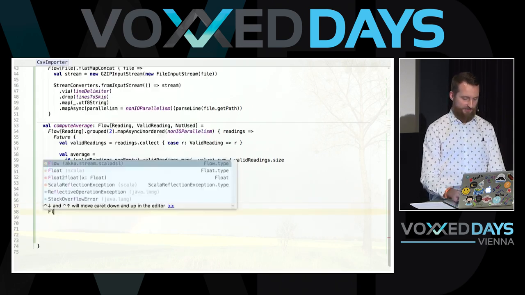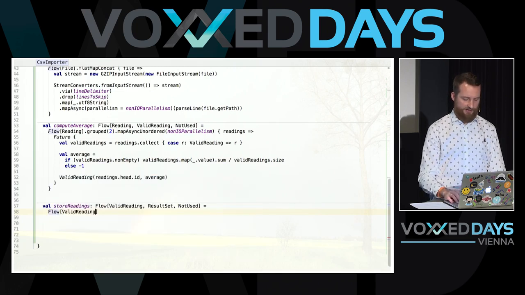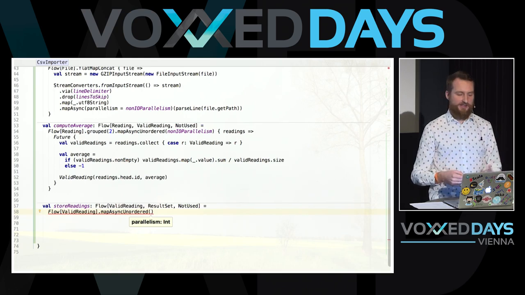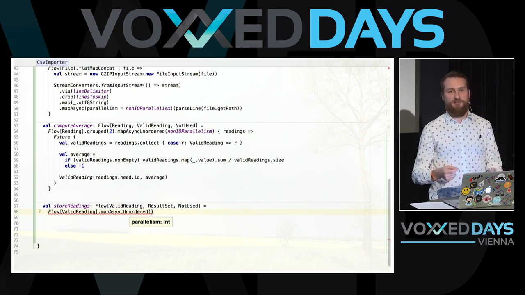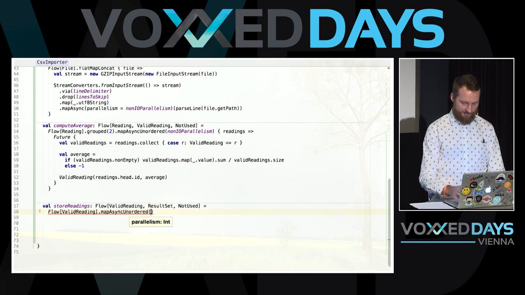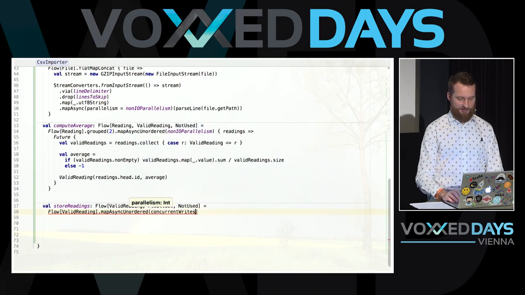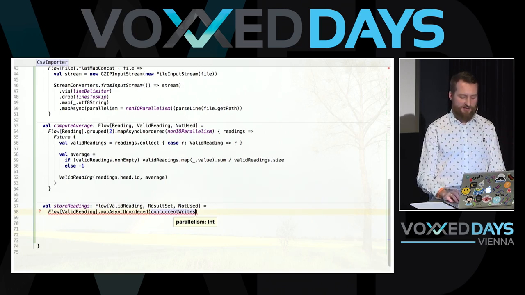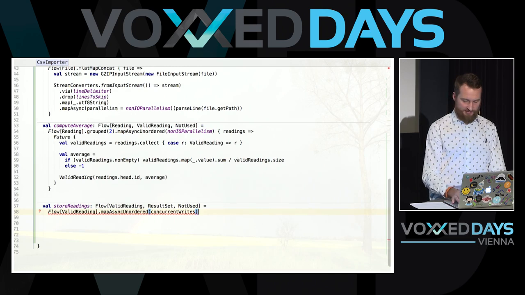So this is also pretty simple, because we have a flow that takes a valid reading. We can store the readings also in an async fashion, but this time, since this is an I/O operation, we'll use a different level of parallelism, and we have a configuration parameter called concurrent writes, so that we can adjust how many writes we do in parallel.